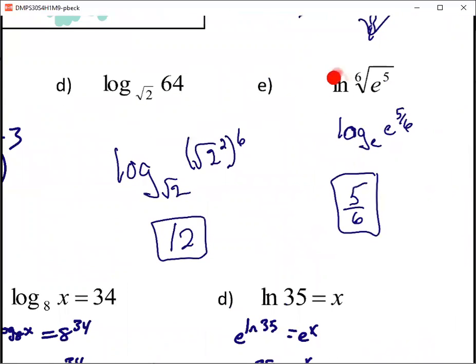Now we have this thing that looks like an ln. So this ln really represents what's called the natural log. So the ln is the natural log.